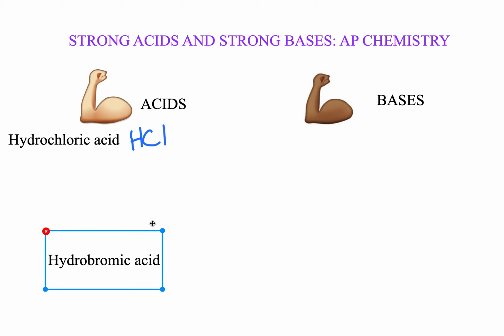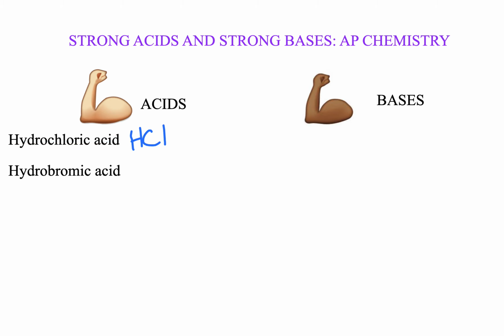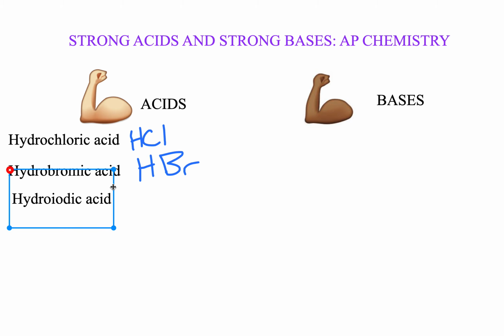The next one we have is hydrobromic acid. And the formula for this, similar to HCl, is just HBr. Another strong acid that you need to memorize is hydroiodic acid. And this formula is just HI. This one is kind of easy to remember. It's just "high."